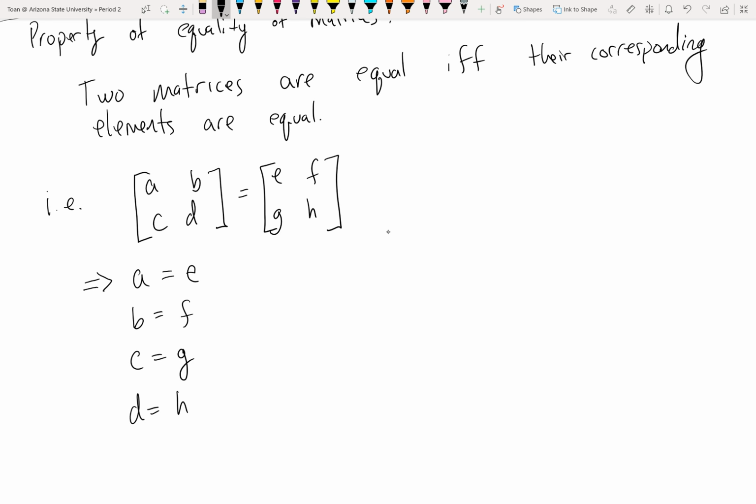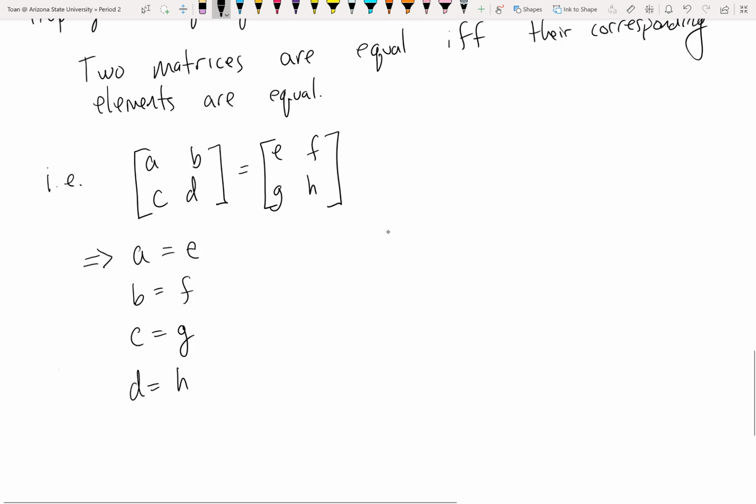So claiming that two matrices are equal is a very powerful statement. You are saying, I will bet money that the corresponding pieces are the same. We can exploit this property of equality to solve basic matrix equations.